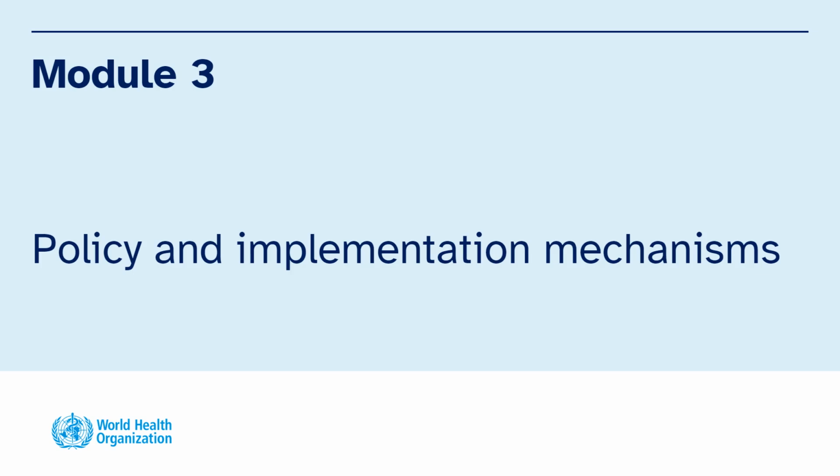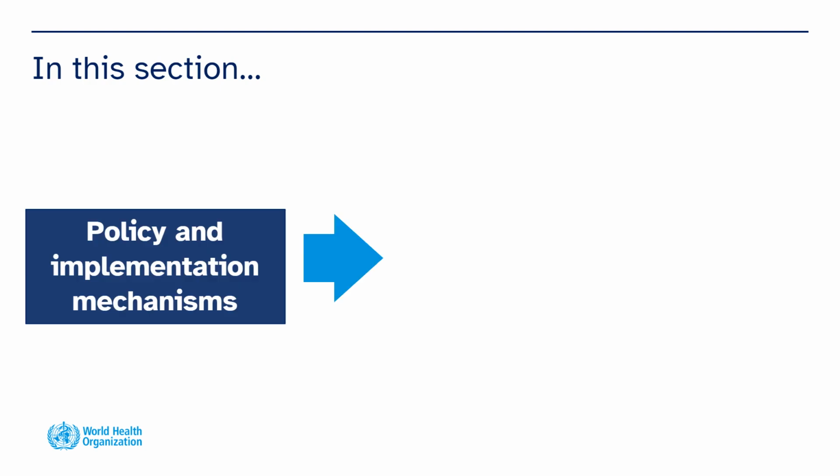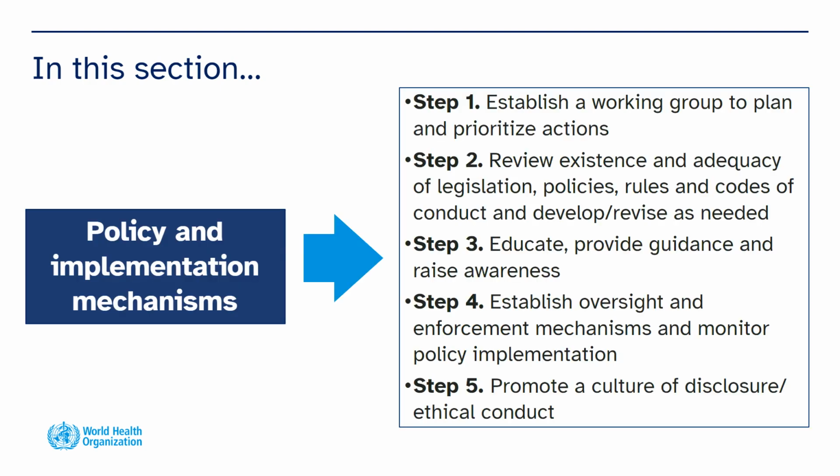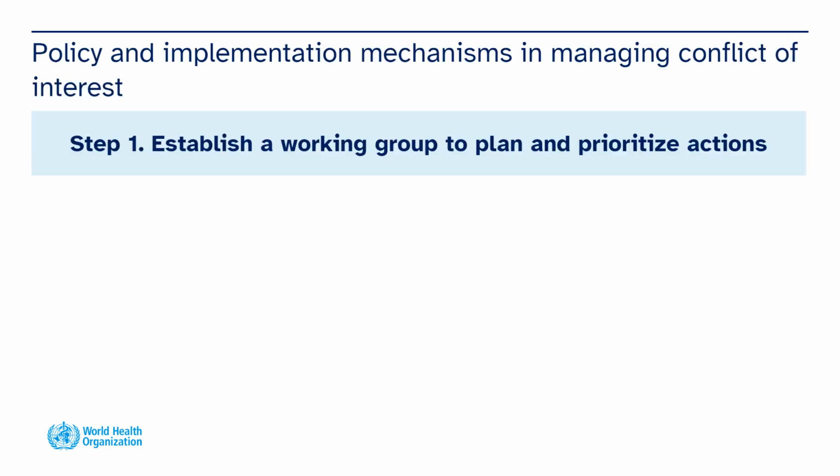Welcome to Module 3, Policy and Implementation Mechanisms. In this section, we will dig deeper into the first 5 steps for improving the prevention and management of conflicts of interest which involve policy and implementation mechanisms. Step 1 involves establishing a working group to plan and prioritize actions.